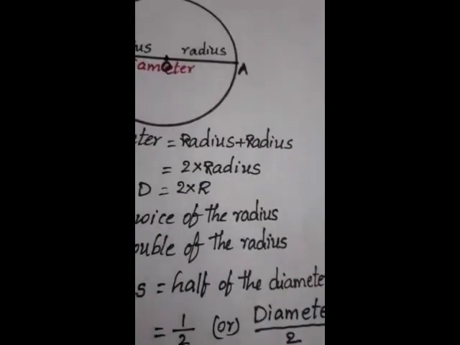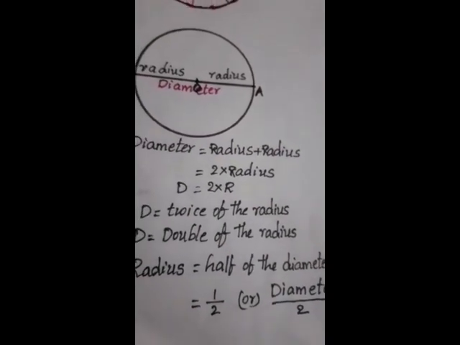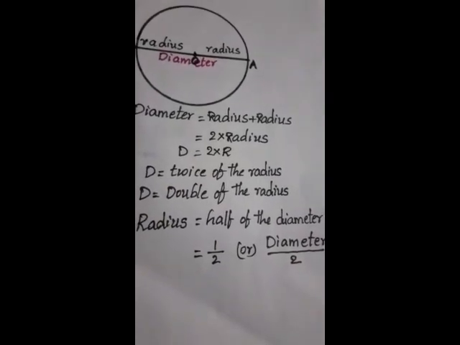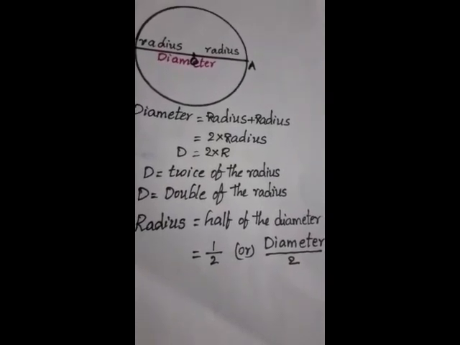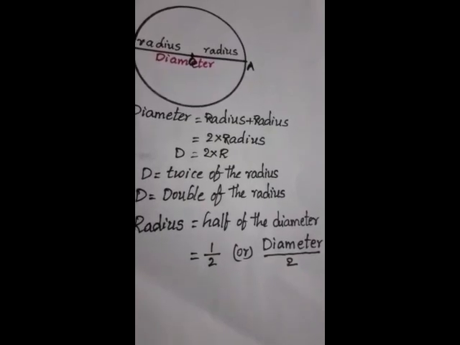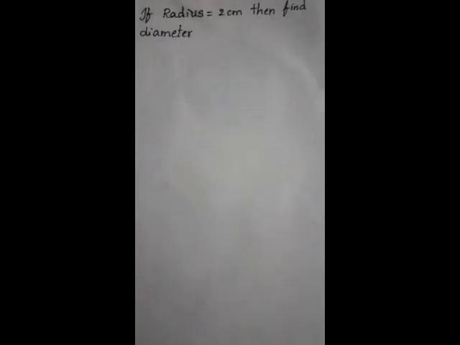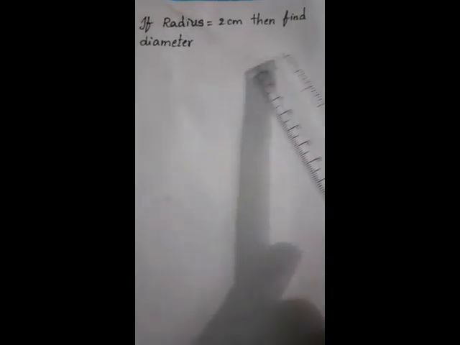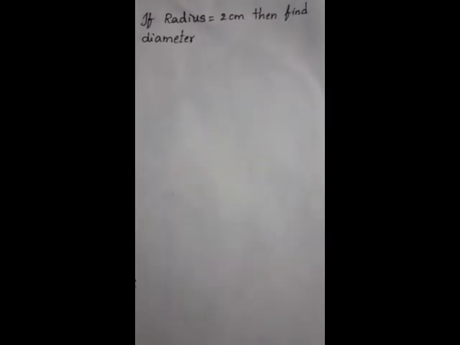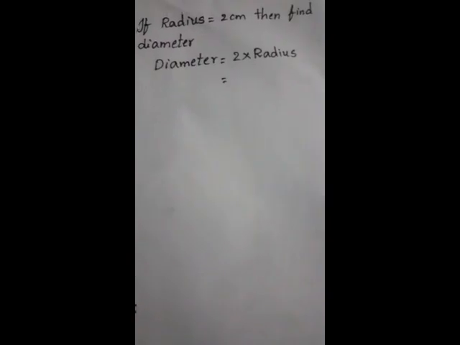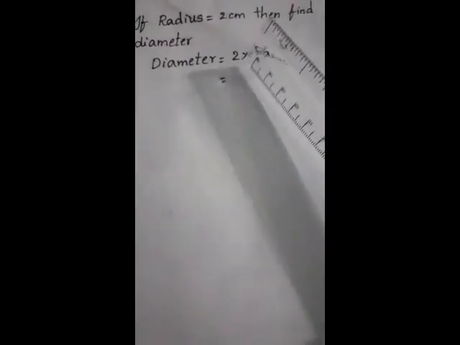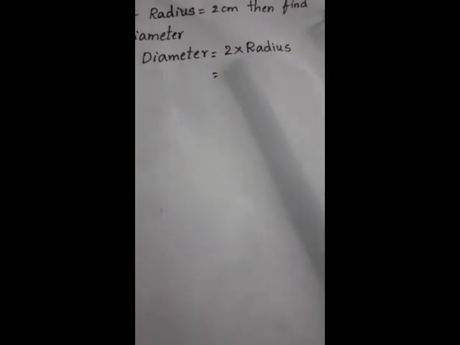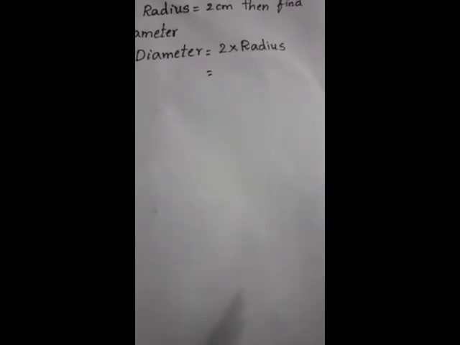Understood this? So this is the relationship between radius and diameter. Radius is equal to half of the diameter. Diameter is equal to 2 into radius. Now some sums. The first sum: if radius is 2 centimeters, then find the diameter. You already know the formula, right? Diameter is equal to 2 into radius. First write the formula: diameter is equal to 2 into radius.